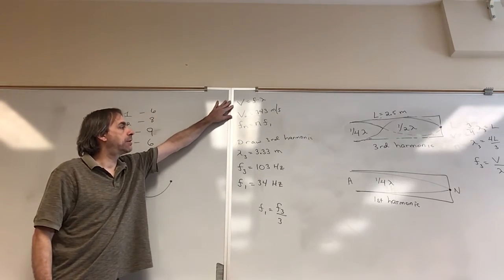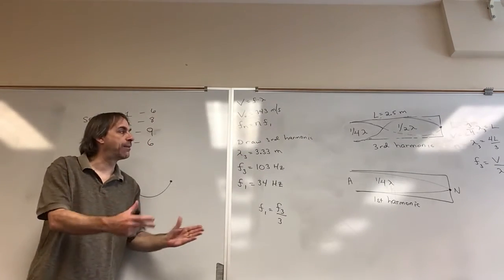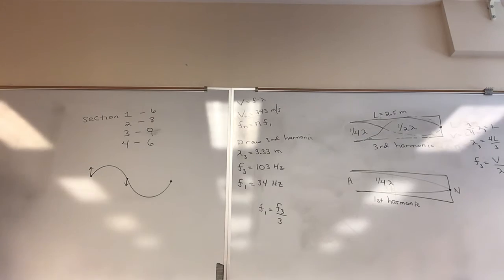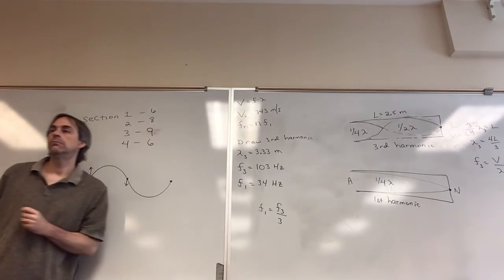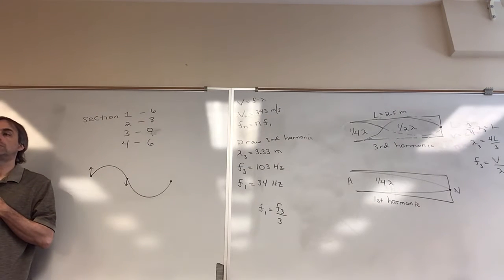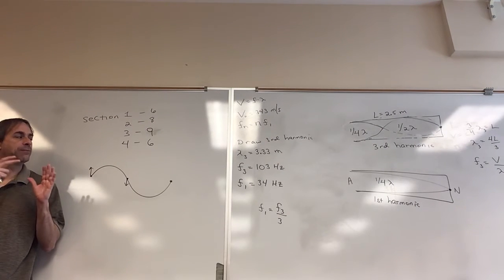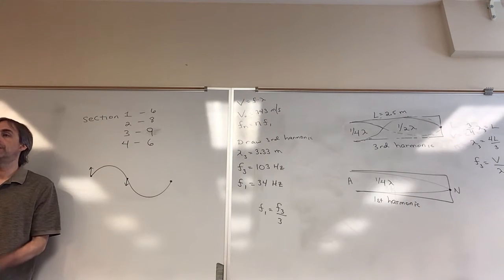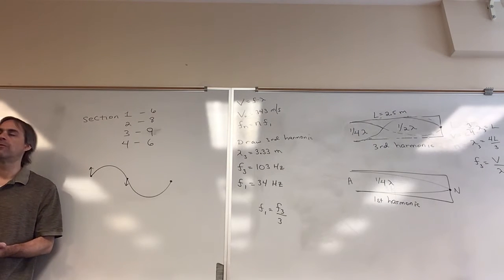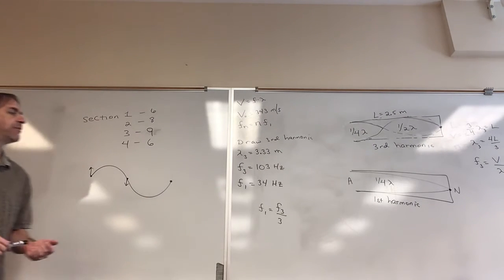You can get the wavelength from the length of the string or the length of the pipe. If you know the wavelength, then you know the frequency. So focus on being able to draw these pictures and get the wavelength, and then everything else should follow. And also maybe just remember for a half open pipe, you only have odd harmonics.